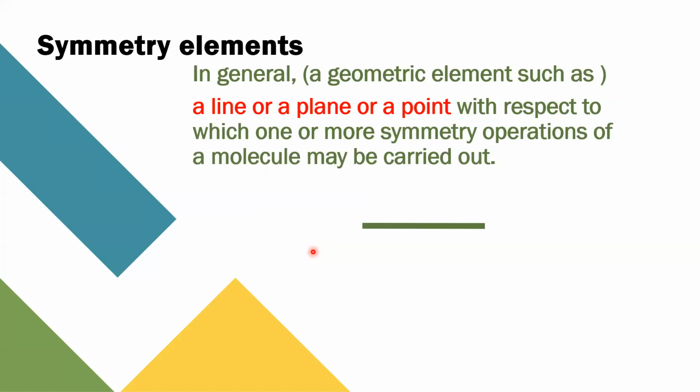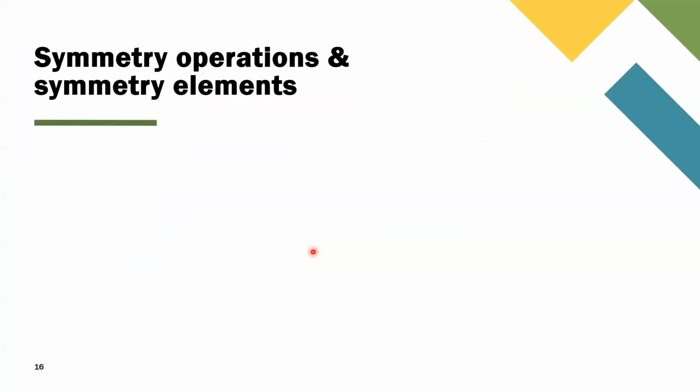Then a symmetry element is in general a geometric element. It can be a line or a plane or a point with respect to which one or more symmetry operations of a molecule may be carried out. So it is either a line or a plane or a point with respect to which you do symmetry operations. So those are symmetry elements.